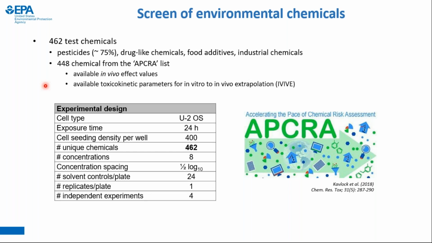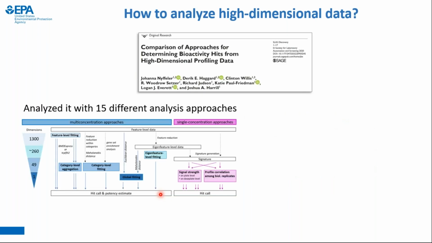For this experiment, we've used U2OS osteosarcoma cells. We've exposed the cells for 24 hours. We tested 8 concentrations per chemical, and we've done 4 independent experiments. But when we screened all these chemicals, we had to think, how do we analyze this data? We obtained 1,300 features from each well, and there are different ways how you can derive a potency estimate. And this hasn't been really done before for cell painting.